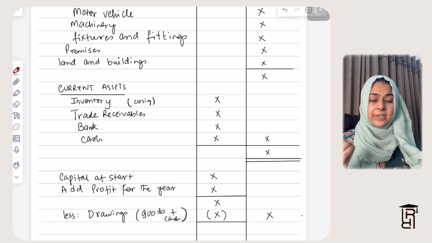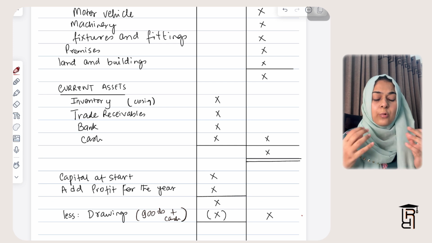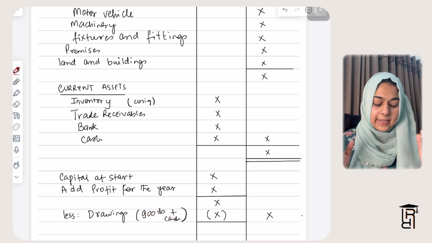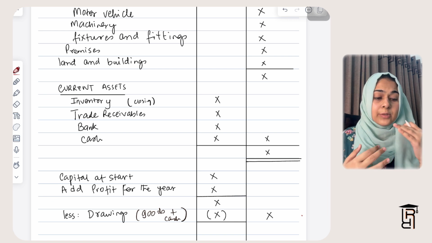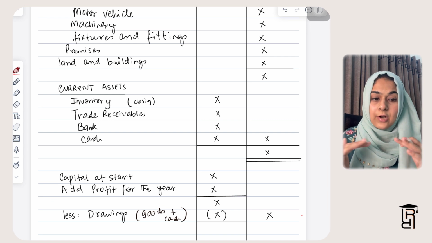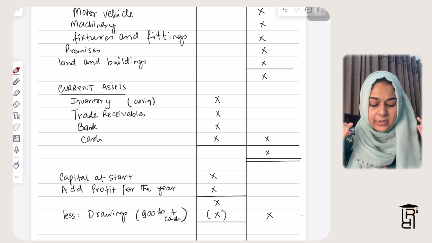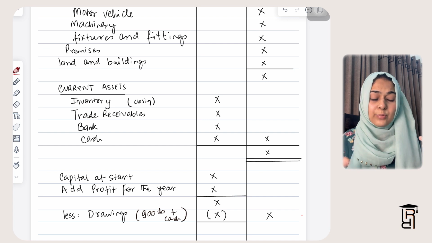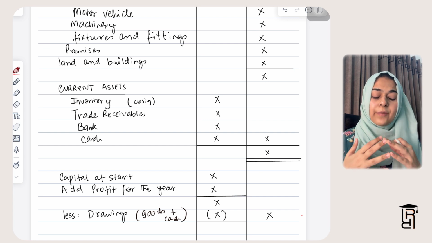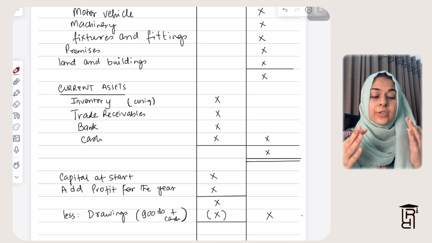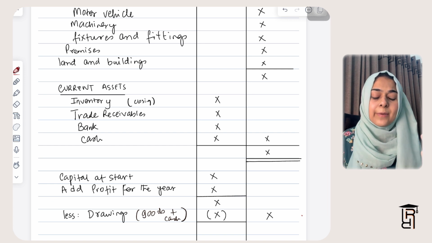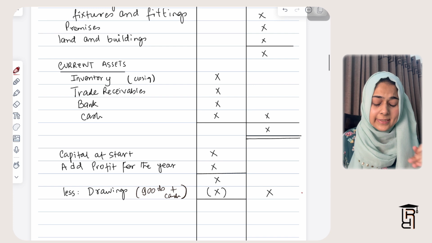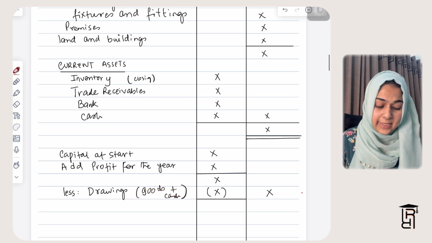So cash can also be cash in hand. Whatever cash we have in our drawer is also our current asset. Bank is also our current asset, because the value for bank keeps changing on an everyday basis. Similarly, the value for cash also keeps changing. As soon as we spend some cash or get some cash, all of that changes the value for cash on an everyday basis. That is why cash is our current asset. It's not our non-current asset.